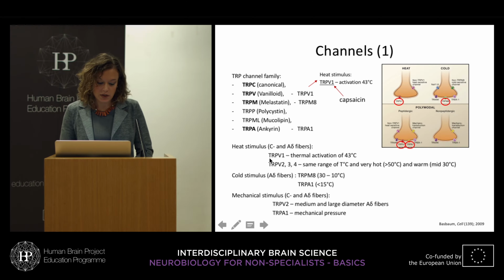So as you can see, heat stimuli can activate different channels, TRPV1, 2, 3, or 4, with different temperature ranges, or cold stimuli can activate A delta fibers, for example, by activating the TRPM8 or TRPA1 channel, and for the mechanical stimuli, as I told you, the channels are, for example, the TRPV2 channel or TRPA1 channel.